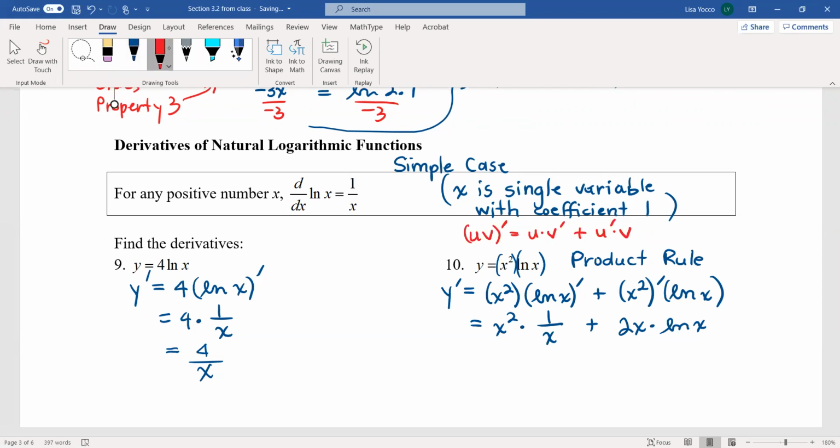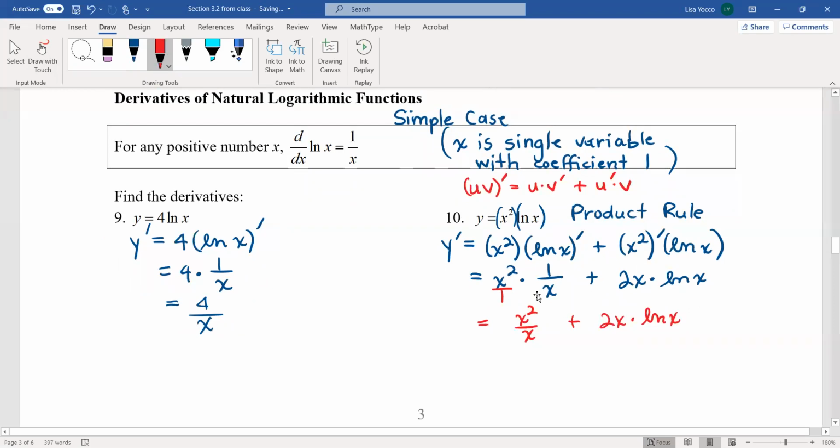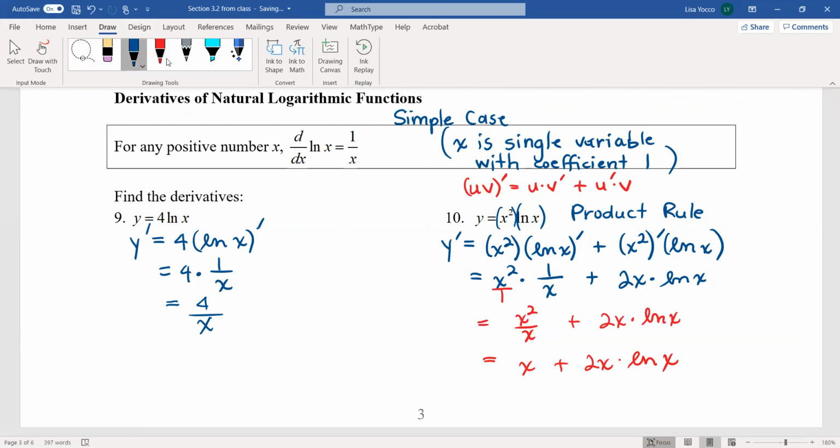You can think of x squared over 1. So that's really x squared divided by x. And then x squared divided by x is simply x. And then you have a simpler version. All right. So that's it so far. And if you have a question.